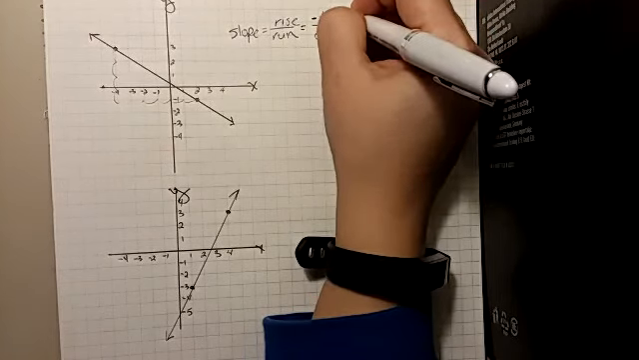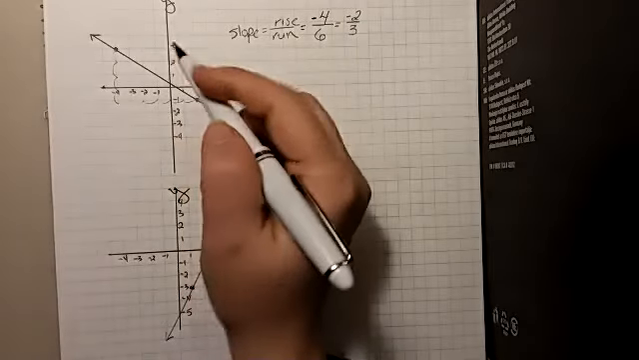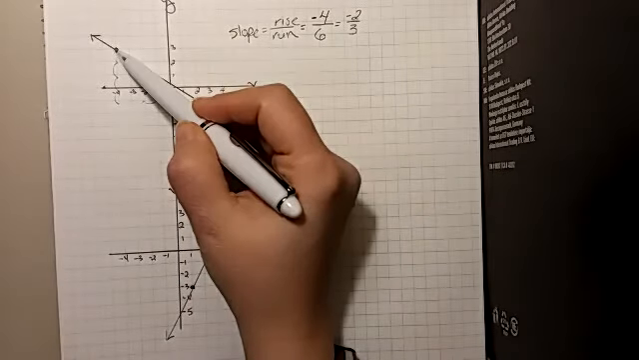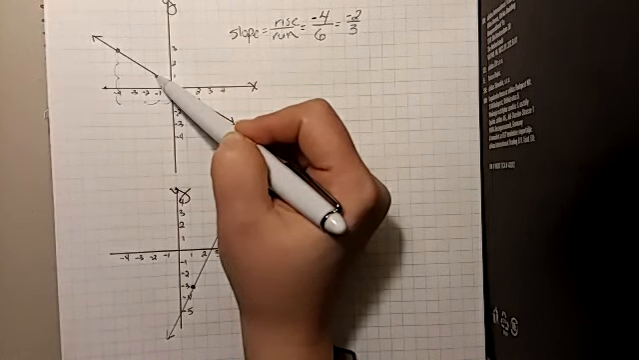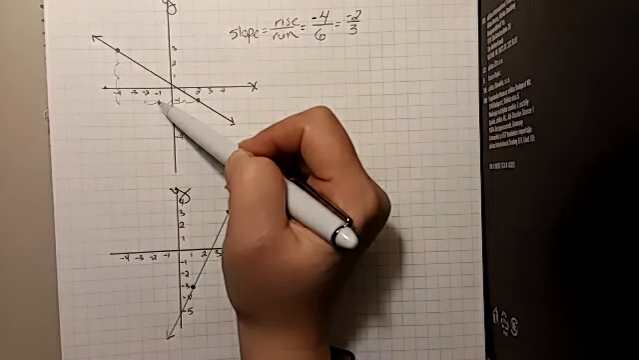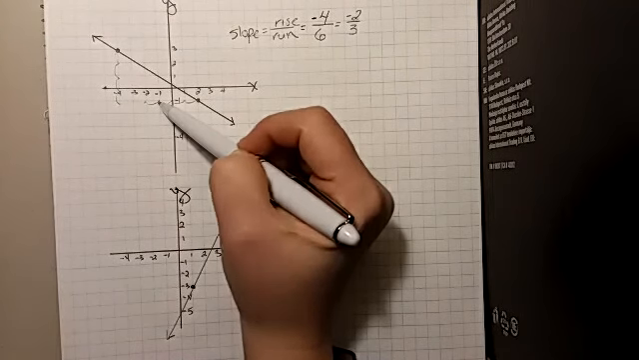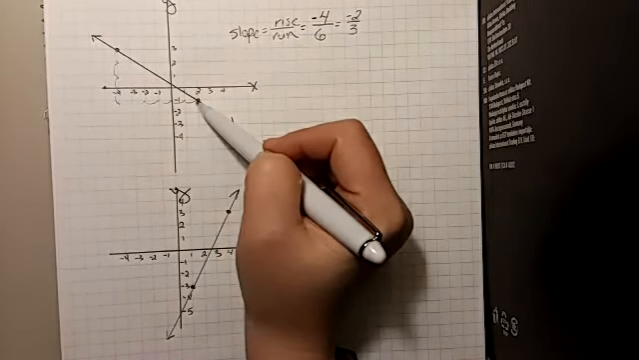I should be able to go from here and walk down 2, to the right 3, and still hit the line, and I do. And I should be able to continue doing that. Down 2 and to the right 3, and I would still hit the line. And that pattern should continue the whole time.